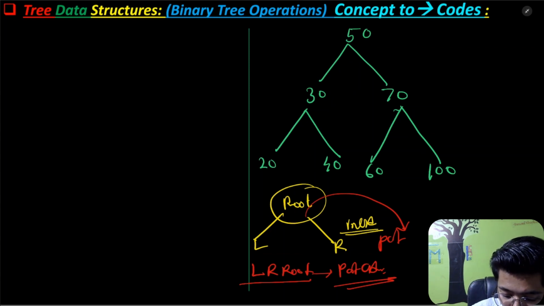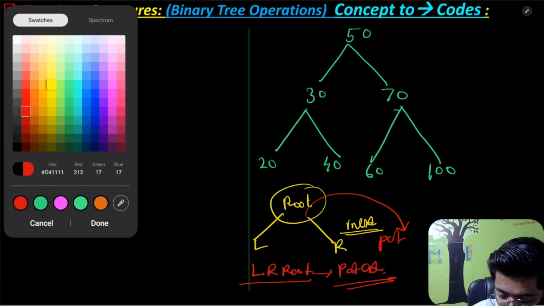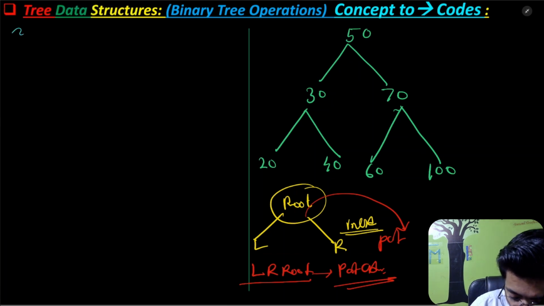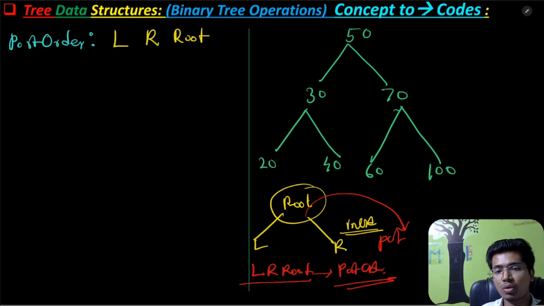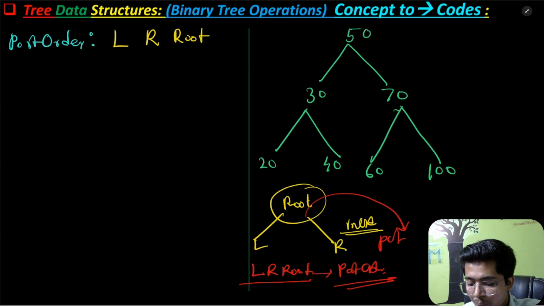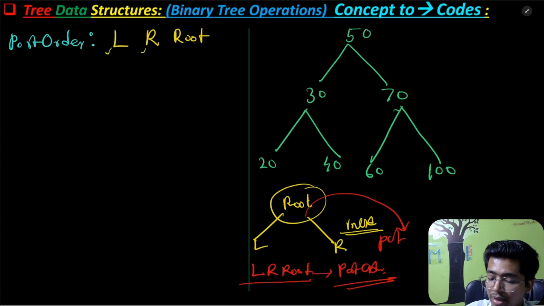So let me write the post-order traversal. Post-order ordering is simple. First there will be left, there will be right, and then there will be root. This is the post-order traversal. So as we know how post-order works, first it will process the left elements, then it will process the right elements, then it will process the root elements. So it's easy to understand.